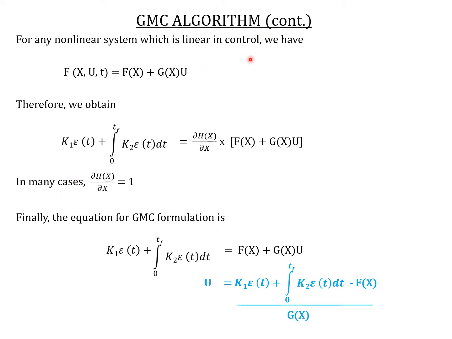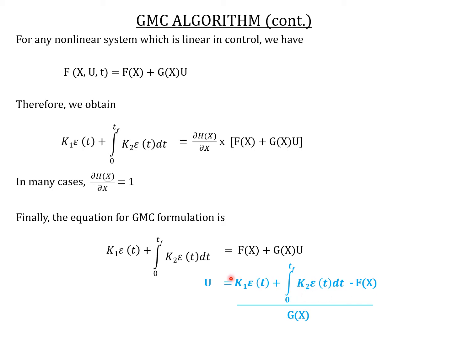Otherwise, we are not able to use GMC if the system is not linear in control. We cannot formulate u in this form. If it is non-linear in control, it will be difficult to formulate, would be inaccurate, and so on. But with linear control, we can directly formulate u in this form.